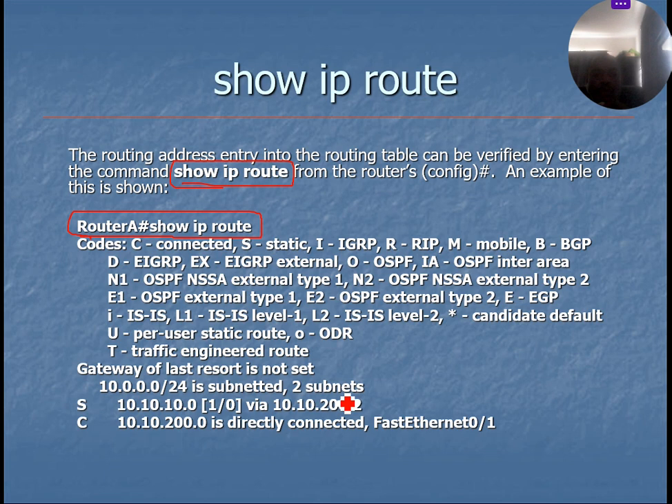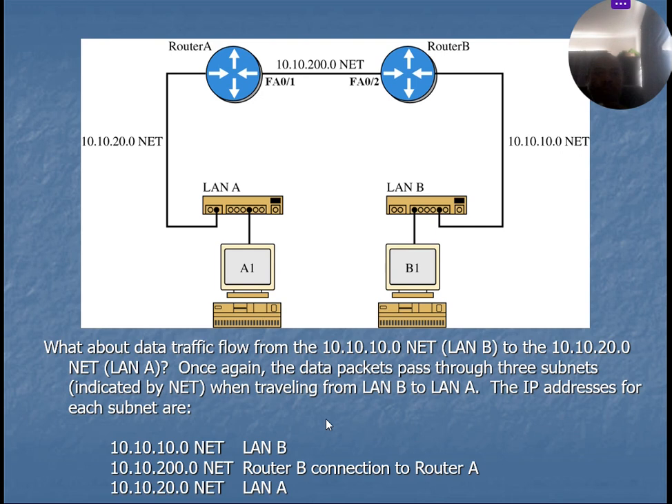So you see here 10.0.0.0/24 is subnetted, and so on and so forth. Everything that is here is what you have done. What about the data traffic flow from the 10.10.10.0 of LAN B to 10.10.20? We've already described the data traffic from LAN A through router A to B. Now what about going back from B, like a reply message from B to A?